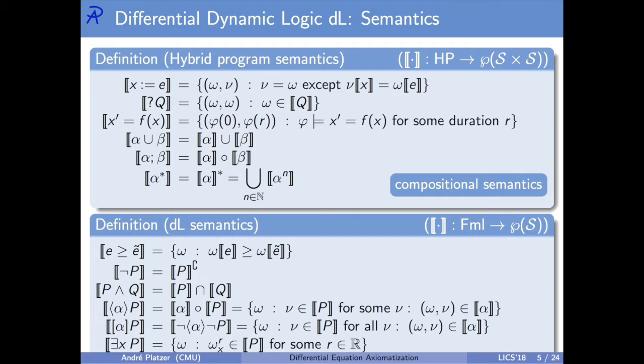Assignment is also very easy, just to point out another one, right? The meaning of an assignment is just the set of all pairs such that the new state has been changed. So the old state omega and the new state mu are identical, except at the position of the variable x, where of course the new state should have the value of the expression e in the old state. That's the atomic semantics for assignments.